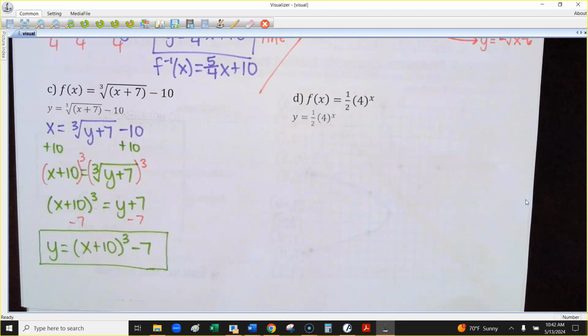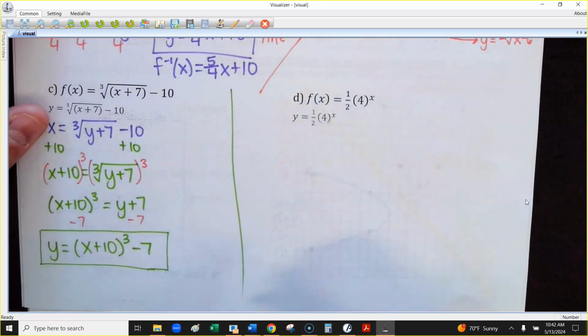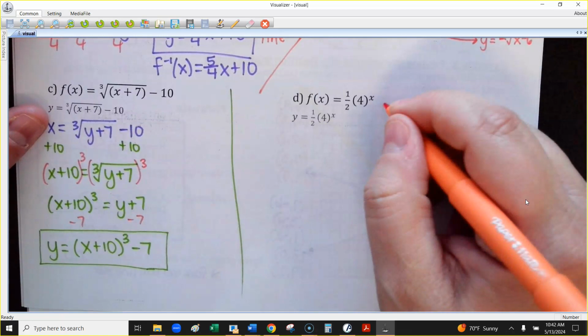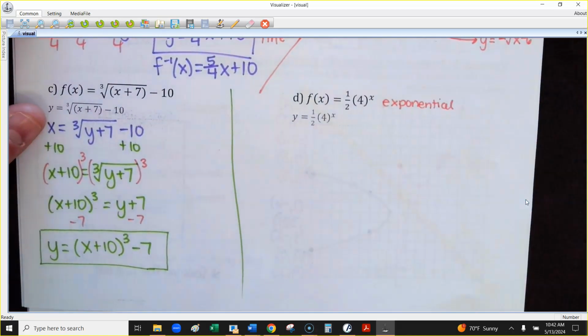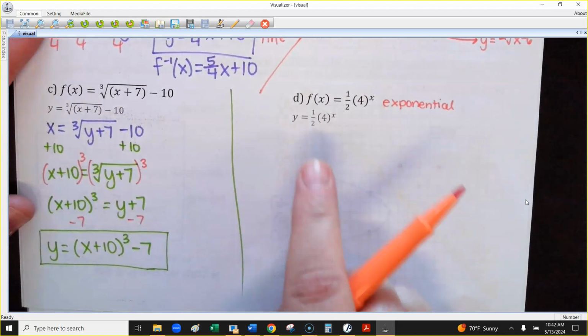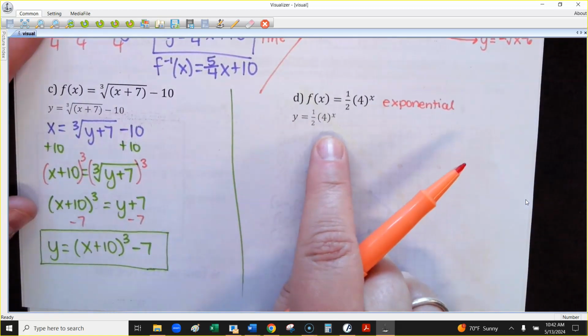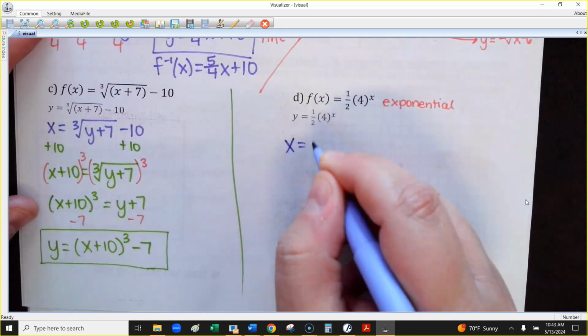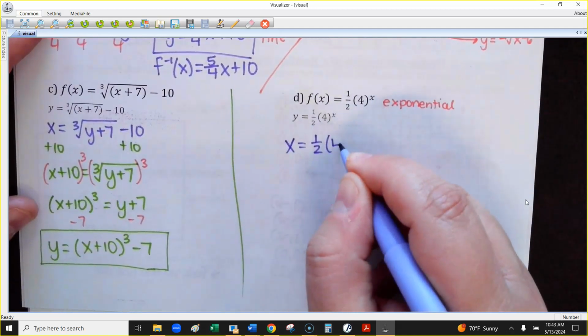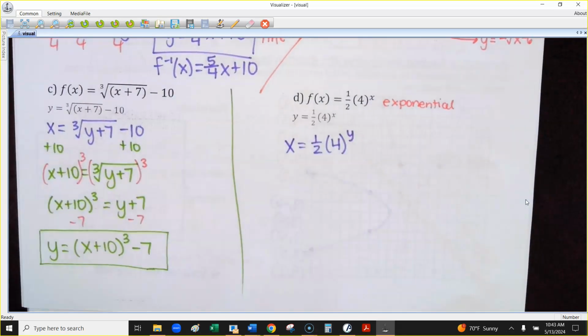And then the last one I have here, this guy's an exponential function, the original. So I have 1/2 times 4 to the x. We're going to switch x and y here. So I'm going to jot down x equals 1/2 times 4 to the y power. It's been a minute since we've done this. I'm going to try and get y alone. Does anybody know what I should do first?